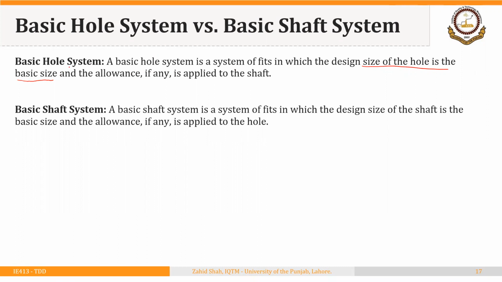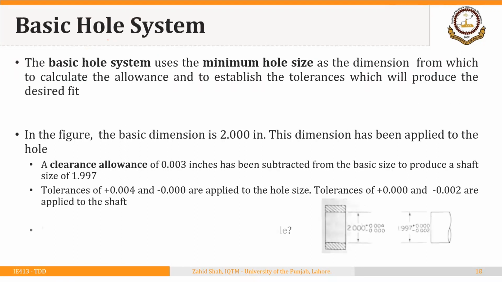Basic shaft system is a system of fits in which the design size of the shaft is the basic size and allowance, if any, is applied to the hole. So we will focus on the basic hole system in our discussion on the design of fits. So the basic hole system uses the minimum hole size as the dimension from which to calculate the allowance and to establish tolerances which will produce the desired fit. So we will be starting with the size of the hole and then we will be applying tolerances to the shaft.